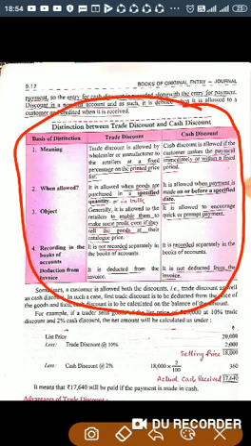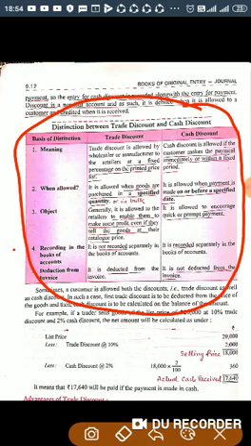Cash discount is allowed if the customer makes the payment immediately or within a fixed period. When allowed is the point of distinction. So trade discount is allowed when the purchaser is purchasing in bulk or some specified quantity, right? Cash discount is allowed when the customer is making payment in a specified time.